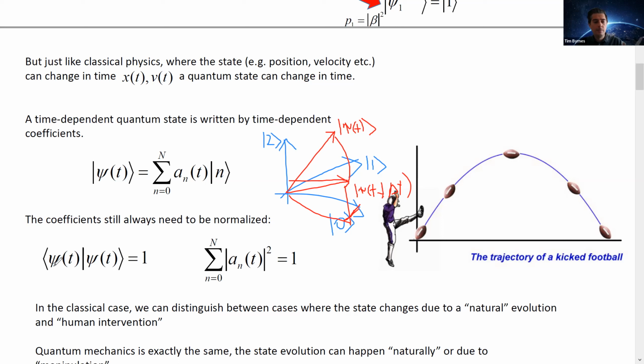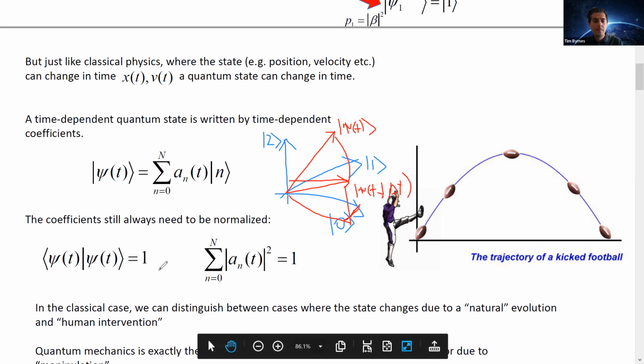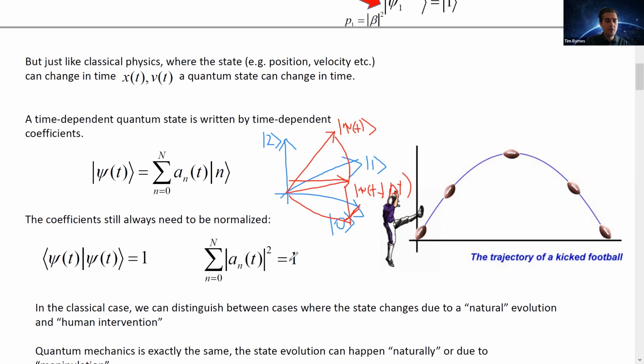But at any point in time, the state should always be normalized. So if you freeze it at some time, then the state is always normalized, so the inner product with itself is 1. Or, of course, we can write this same thing in terms of the coefficients by substituting this into here. So you'll find a_n star a_n, and this a we'll put a different label, m, on it because this is a different sum.